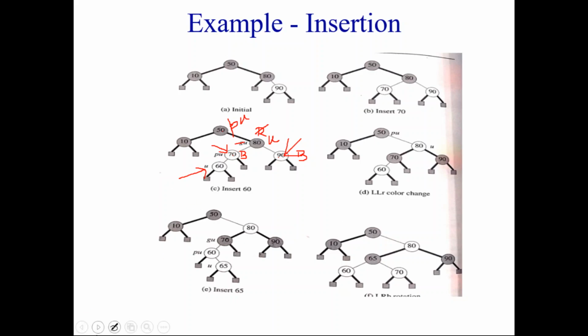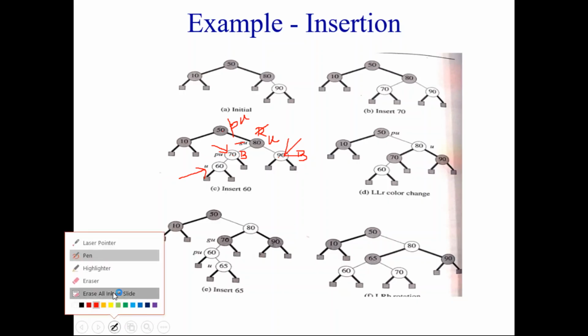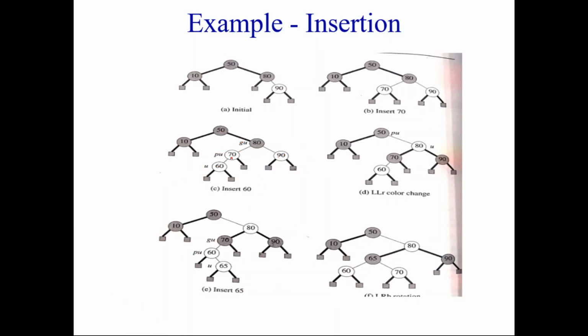See this particular diagram. Here we are inserting 60, and there is an imbalance: both are the same color, and the sibling is red. So we change the color. 70's parent and sibling are made black, and the grandparent is made red. Then we change the pointer. Whatever the previous grandparent was has now become the new node, and this has become the parent. Then there is no grandparent.